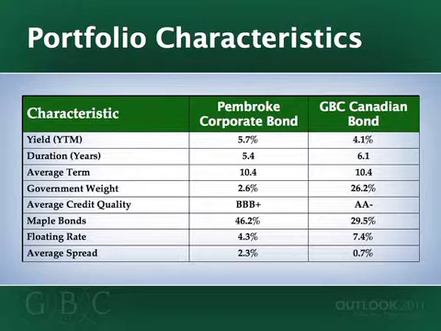Average term, what we've done there is we've taken every bond in the portfolio, in the weight that they're in the portfolio, and the term of each one of those bonds, the average, and it's just coincidental that they both have the exact same average term, 10.4. So you think about that, each of the portfolios, simplifying, is like owning a 10-year bond.